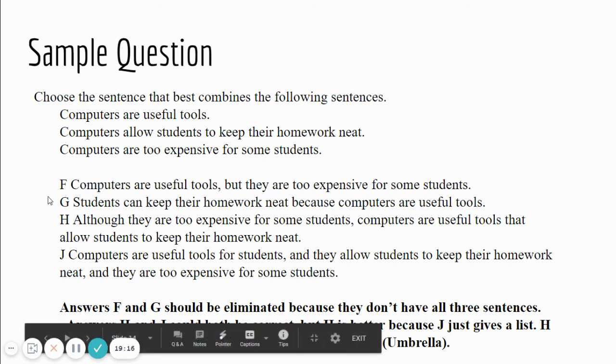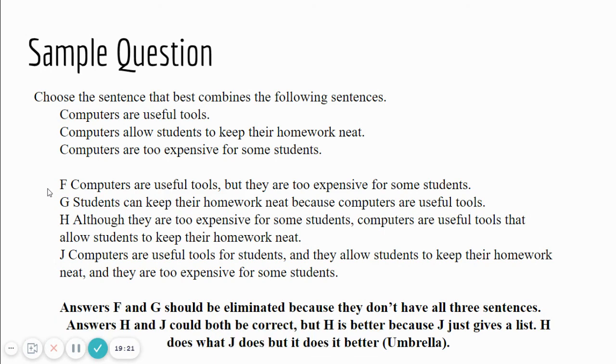So if I look at option F, computers are useful tools, but they're too expensive for some students. It doesn't have all 3 sentences. It only has 2. So I'm going to get rid of F. Students can keep their homework neat because computers are useful tools. Also doesn't have all 3 sentences. I'm going to get rid of it. So now I'm between H and J. Although they are too expensive for some students, computers are useful tools that allow students to keep their homework neat. Okay, that makes sense. J, computers are useful tools for students, and they allow students to keep their homework neat, and they're too expensive for some students.